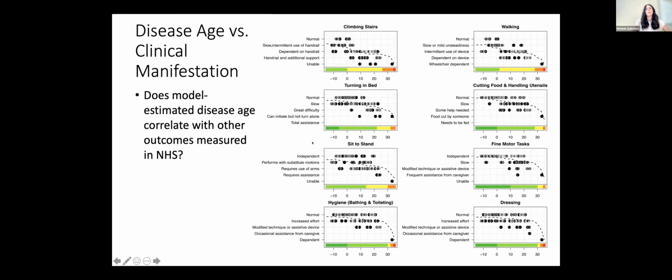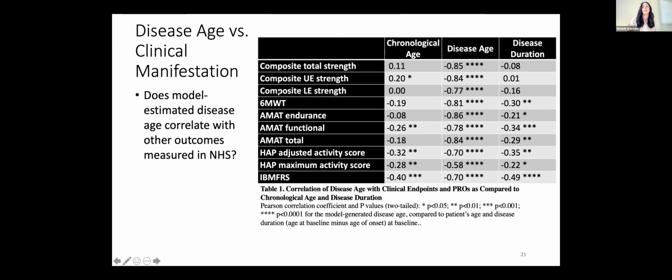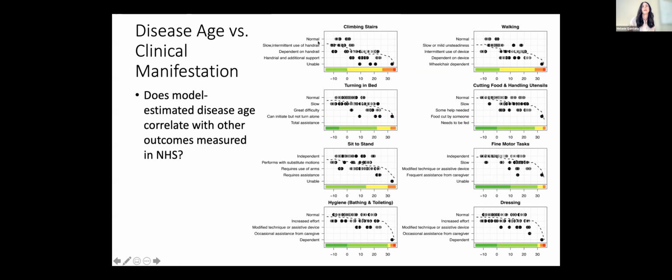And here's just some plots of that. This is the different domains in the IBM-FRS. And so here you can see climbing stairs. We've plotted observed values on this measurement as a function of estimated disease age. And then we have a heat map here to see how we think individuals will progress on this measure over the course of the disease.